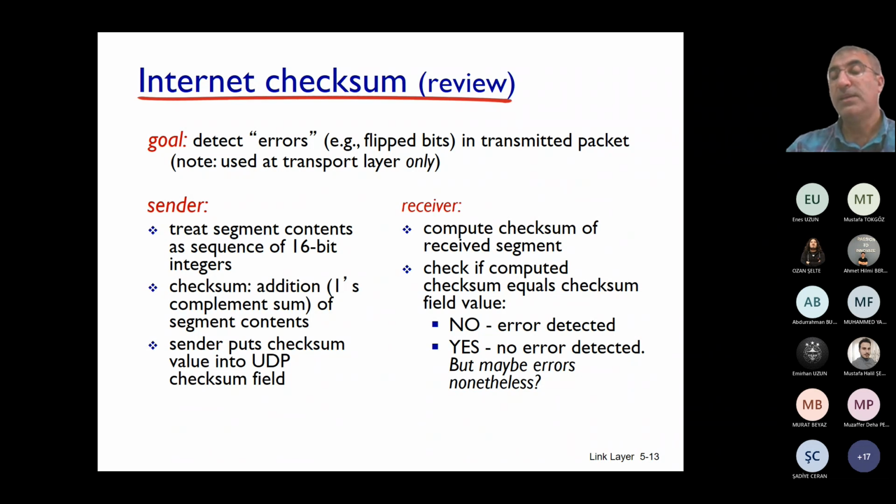At the receiver side, we compute the checksum of the received segment, and we compare it with the checksum field value that we receive. If the computed and the received checksum values are equal, then there's no error. But if they're not equal, then we detect an error.